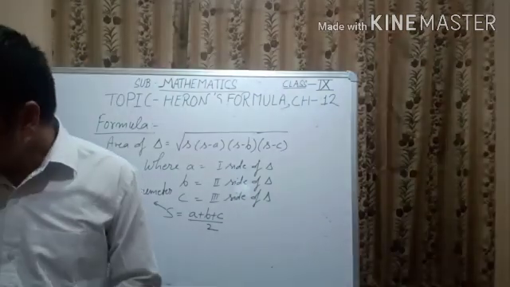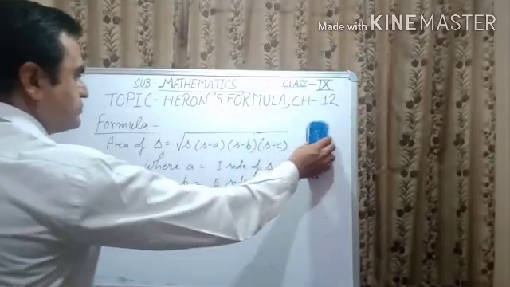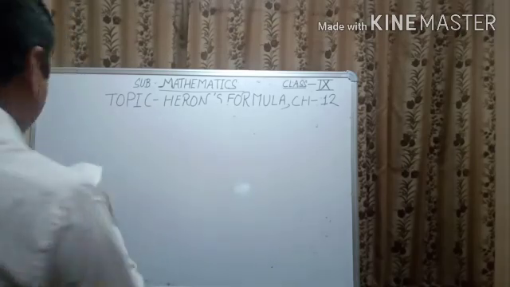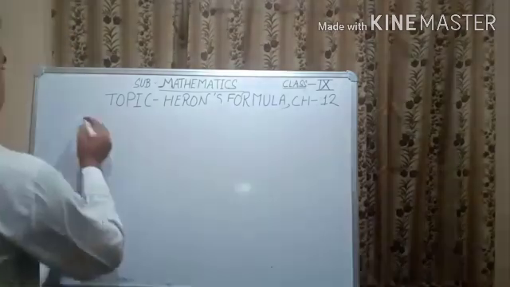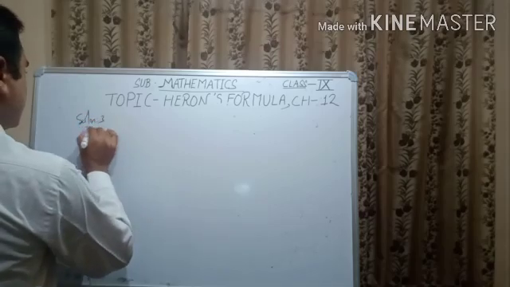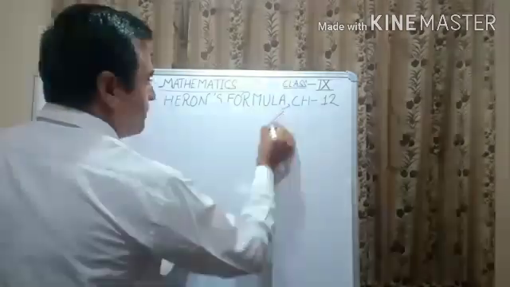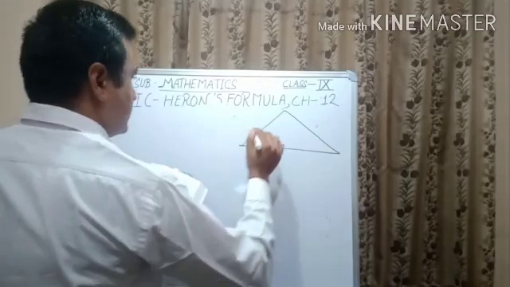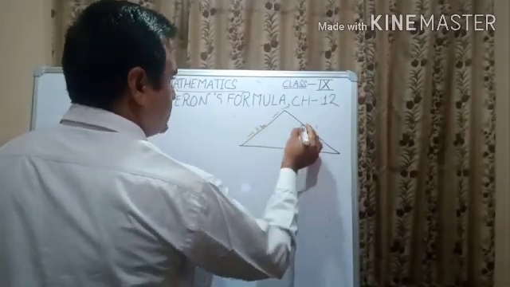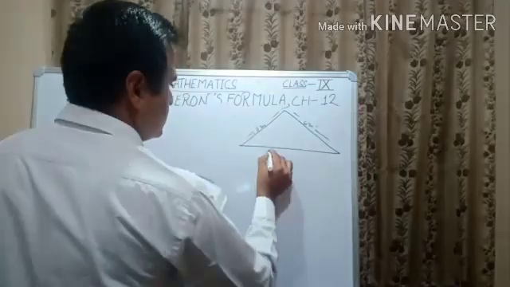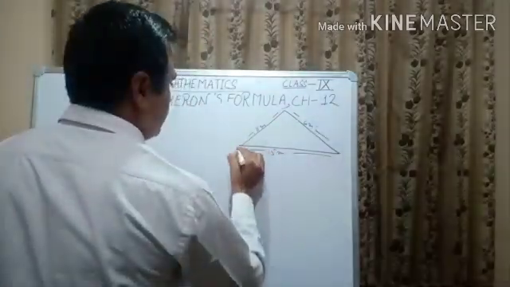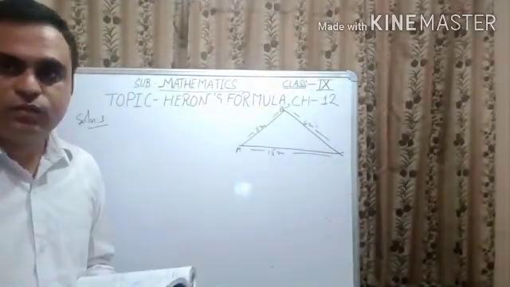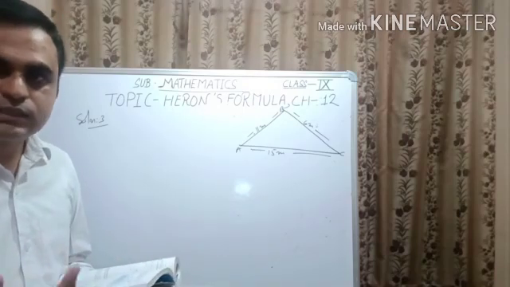Now we are performing questions related to our chapter. First we perform question number 3. This side is 11 meter, this is 6 meter, and this is 15 meter. I am naming them A, B, and C. Obviously you know that all sides are unequal to each other. It means the type of triangle is a scalene triangle.